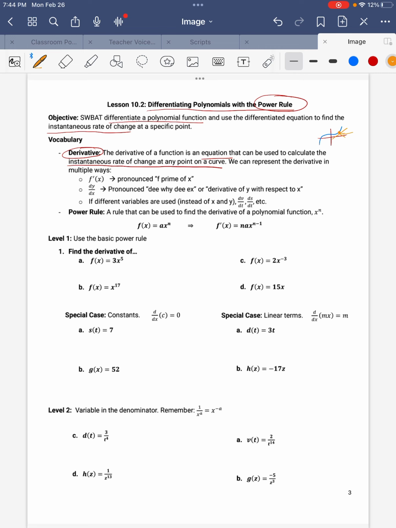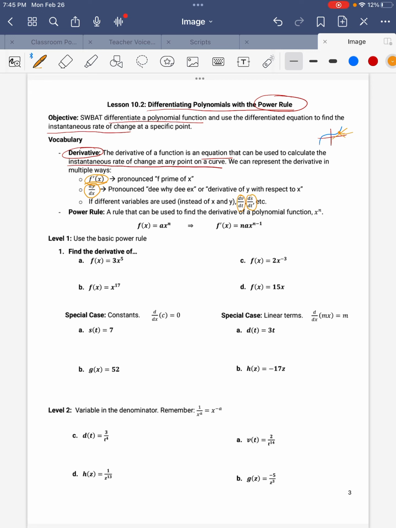There's a few ways that we pronounce derivatives. Sometimes we call it f prime of x. This is a derivative. Sometimes we say dy dx. That is another way to say derivative. Or depending on the variables, we might say dv dt, ds dt, whatever variables we use.